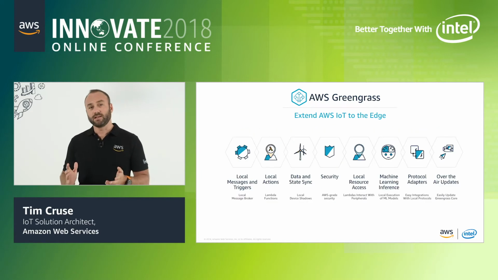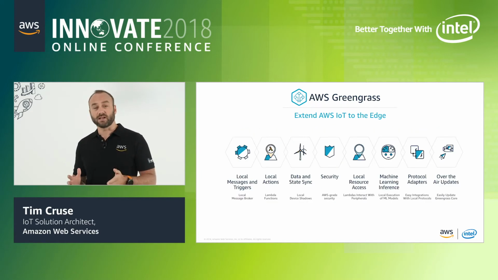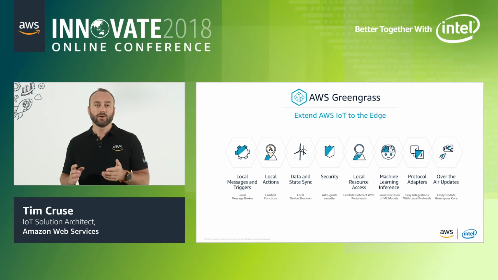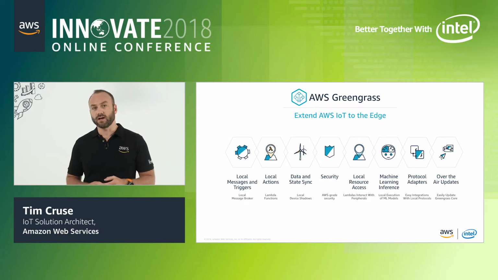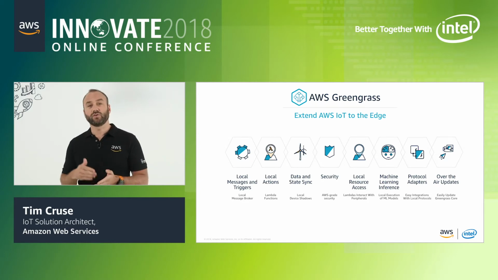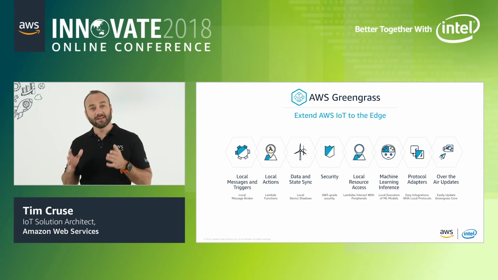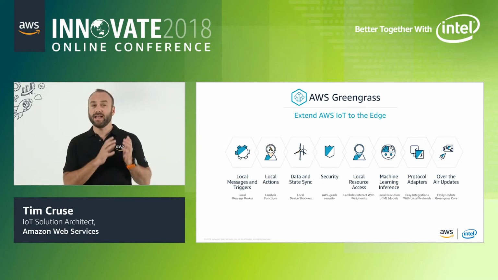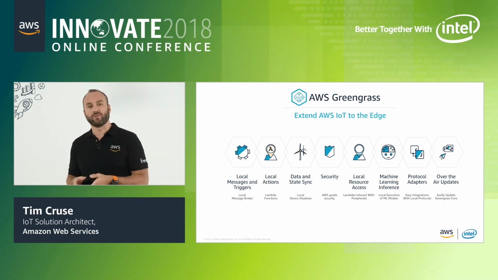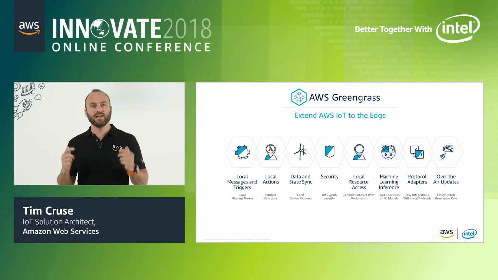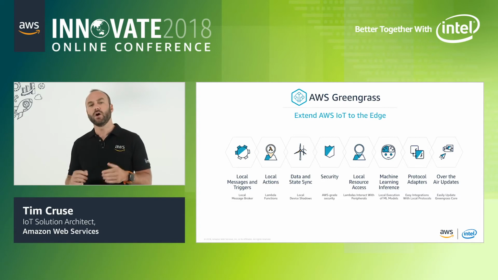It's a local MQTT broker, allowing for local devices to connect to it. You can trigger actions locally on Greengrass by deploying Lambda functions onto the device. The same Lambda functions you're accustomed to writing in the cloud can run on your device. It supports local device shadows, allowing your applications and Lambda functions to interact with the state of your devices without needing to connect to the cloud.